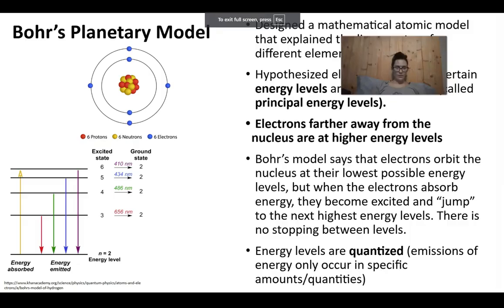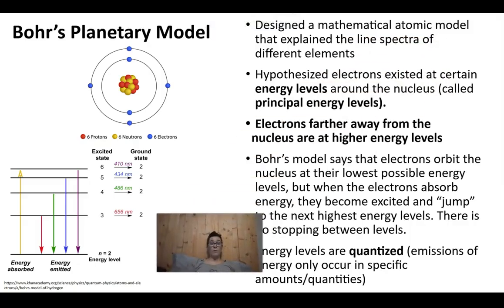So how does this relate to Bohr's model? Well, Bohr designed a mathematical atomic model that explained these line spectra of different elements. He hypothesized that electrons existed at these specific energy levels, called principal energy levels, and that electrons farther away from the nucleus are in higher energy levels. He also said that electrons like to orbit the nucleus at their lowest possible energy levels. However, they can absorb energy, become excited, and jump to a higher energy level.